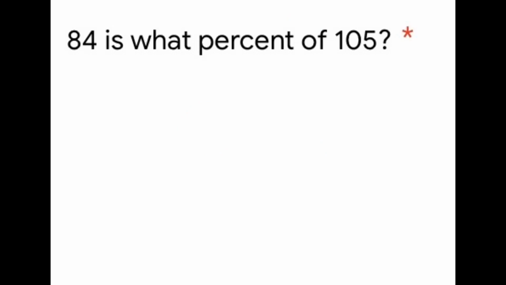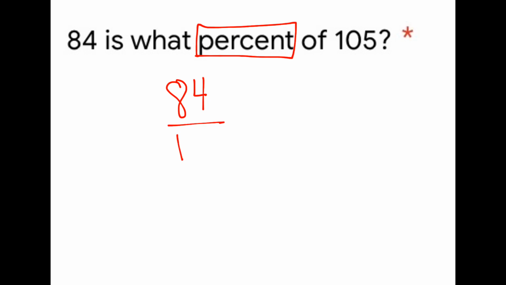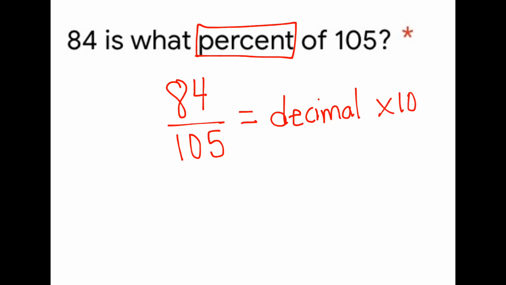84 is what percent of 105? We are finding percent again. So you will take your 84 over 105. When you divide, you will get a decimal. And then you need to multiply that by 100, and that will give you your percent.